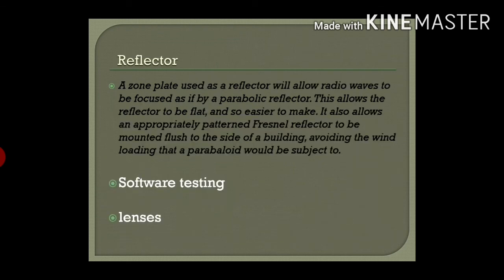Next application is as a reflector. A zone plate used as a reflector will allow radio waves to be focused as if by a parabolic reflector. This allows the reflector to be flat and so easy to make. It also allows an appropriately patterned Fresnel reflector to be mounted flush to the side of a building, avoiding the wind loading that a paraboloid would be subject to. And this can be used in software testing and as a lens. These are the applications of the zone plate.